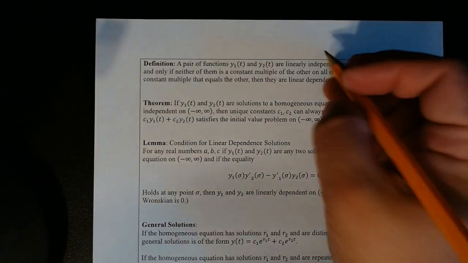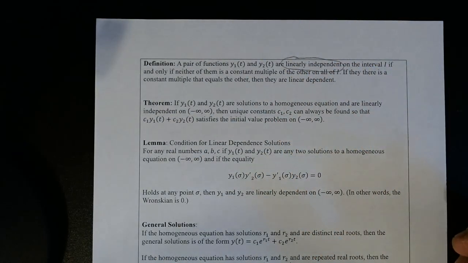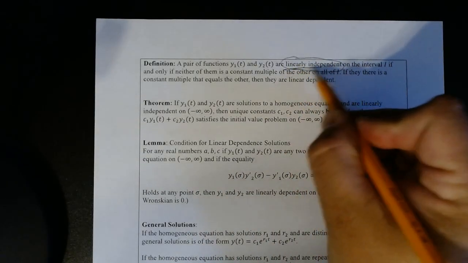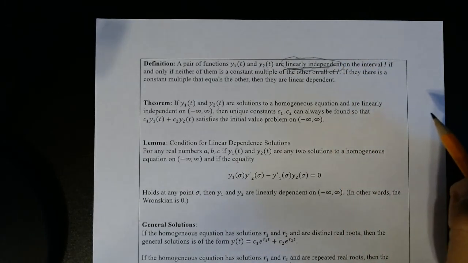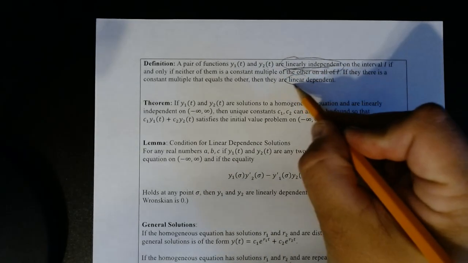Next one corresponds to linear independency. A pair of functions y1 of t and y2 of t are linearly independent on the interval I if and only if neither of them is a constant multiple of the other, which makes sense, right? That's what linear independency represents. If one is a constant multiple of the other, then they're linearly dependent.